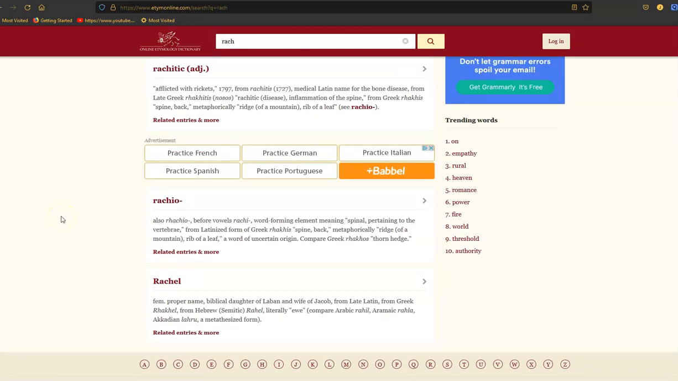We see rachitic, which they say to have rickets, which has to do with the spine. A bone disease and inflammation of the spine. And they say it's from rachis, spine or back, but we also see rachio, a word-forming element meaning spinal, pertaining to the vertebrae, the spine. So if you see spine, you're going to essentially see this R-A-C-H, rush, upright, spine. The spine is straight and upright. Well, it's not all that straight if you look at it from the side. Upright. Rash, maybe high-strung. Just keep some of those words in mind.